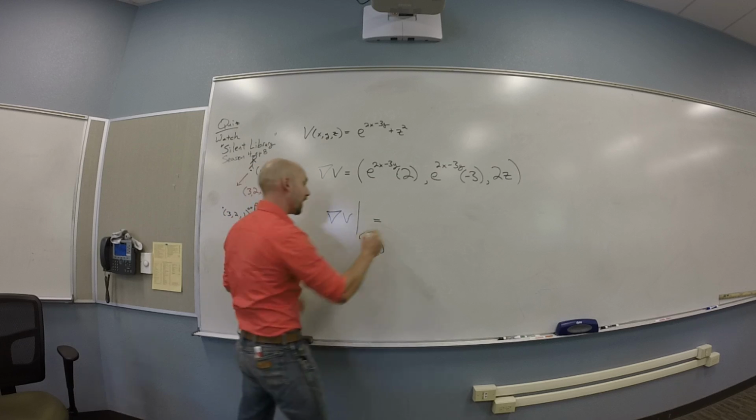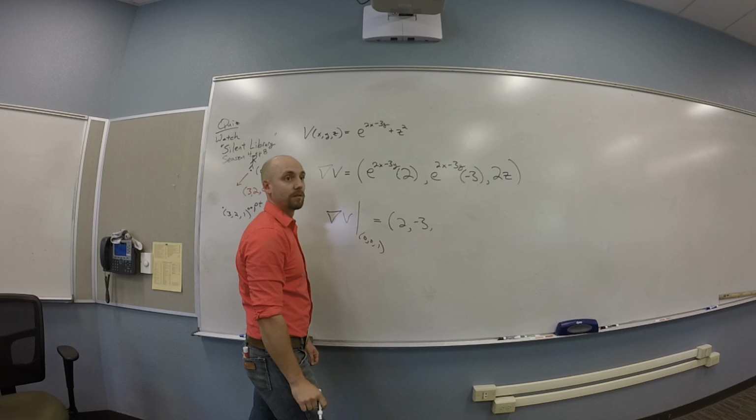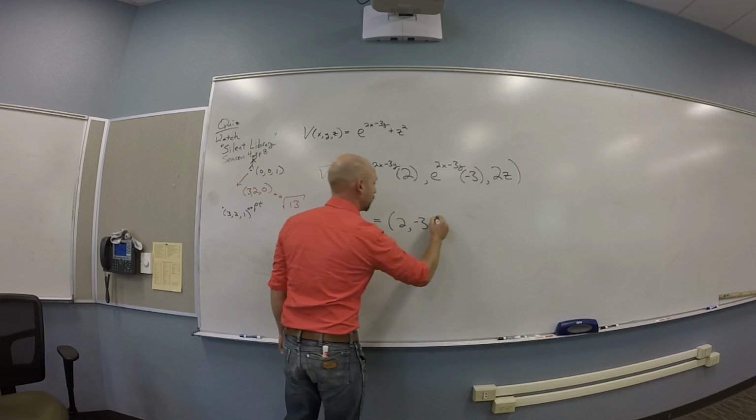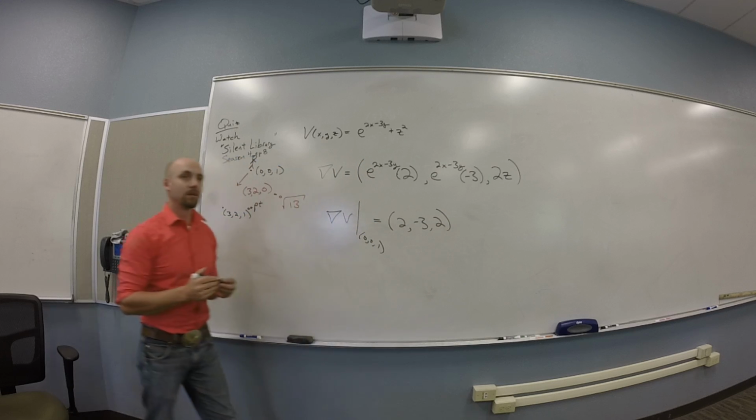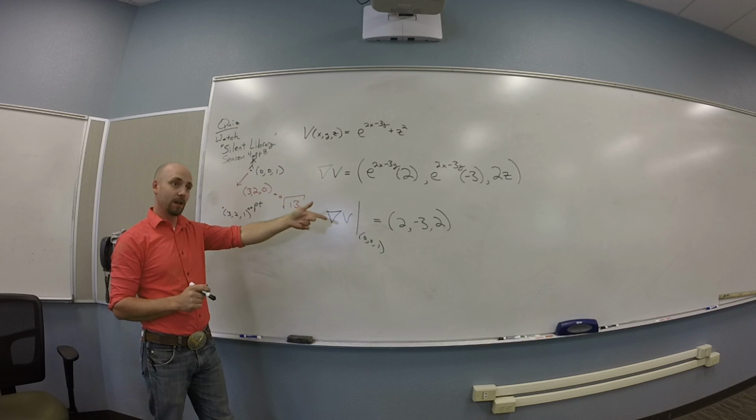And so you get out of that 2, negative 3, and 2. Okay, and then what do you do with that? So that's like the total derivative, right? But then which way are you going?